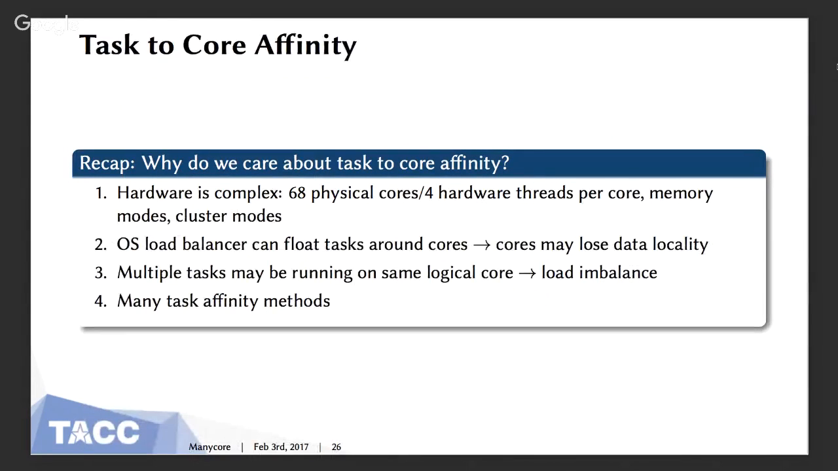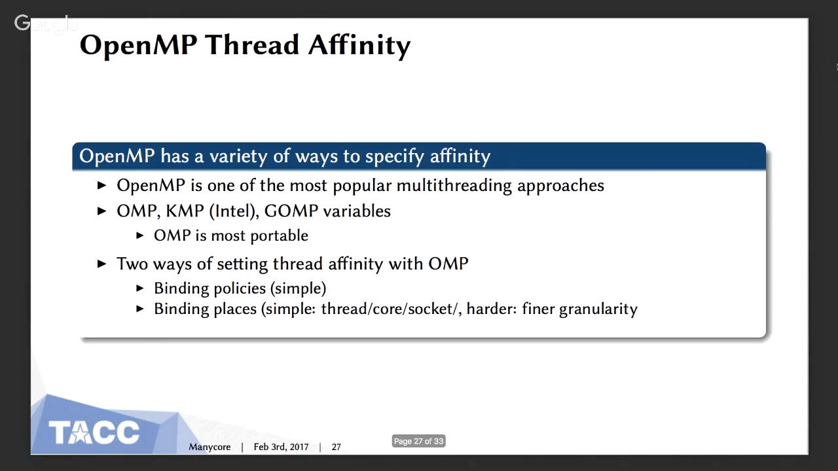So why do we care about this task to core affinity? The hardware is complex: cores, 4 hardware threads per core, different memory modes, etc. The balancer can float tasks around cores. The big problem is the cores might lose data locality. Multiple tasks can be running on the same logical core, leading to load imbalance. Like I said, there are a lot of different affinity methods to avoid this.